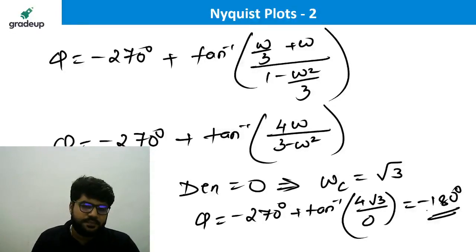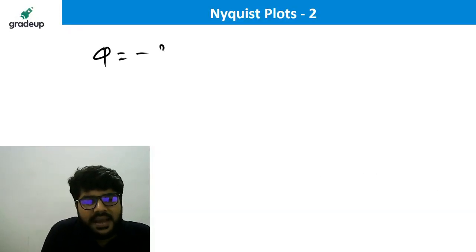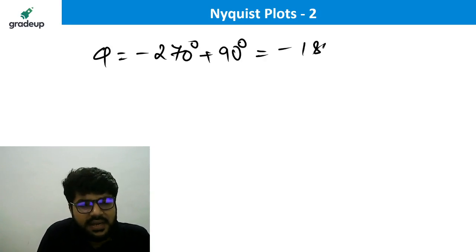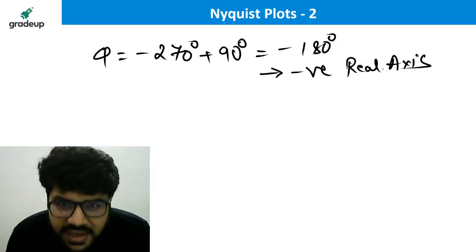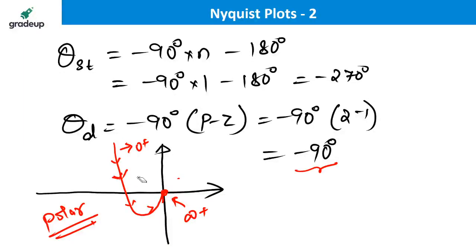Is it clear from here? I will write it again. Phase is equal to minus 270 plus tan inverse infinity, that is 90, so it is minus 180. So from here it is now clear that you are going to intersect the negative real axis. That is why it is the second and third quadrant, not the first and fourth. And how else can you check the quadrant? I told you, take any small ω, then also you will get the same result, as I told you earlier.